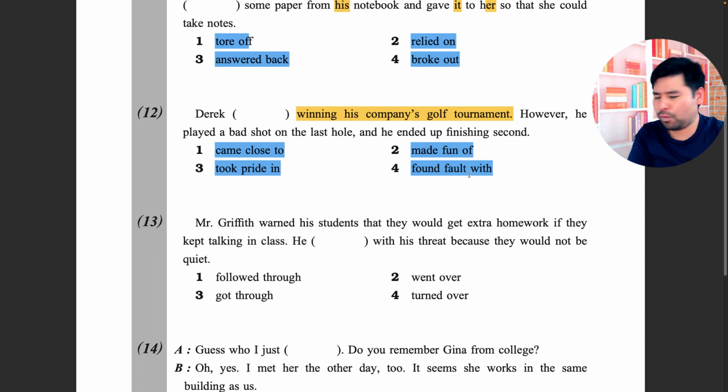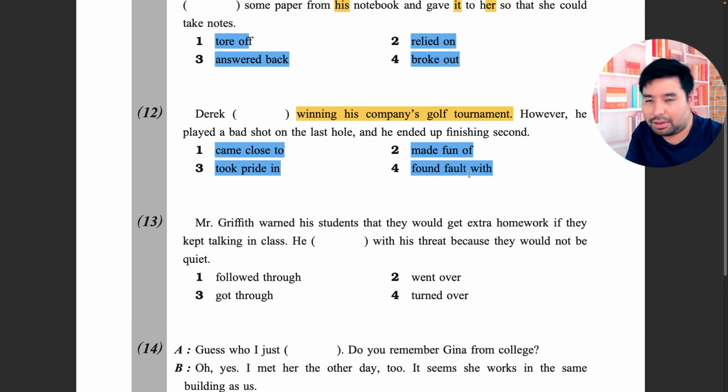So we have four very difficult examples here, right? Winning his company's golf tournament means like win, and winning is like present continuous, so maybe we're not sure if he won or not. We don't have this information, right? But the tournament of golf. Came close to is when you almost get there. You get close to something.